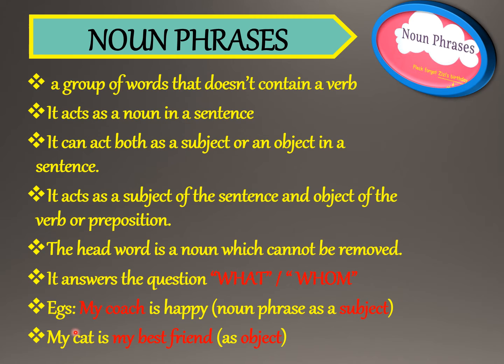Examples. My coach is happy. So here, who is happy? My coach is happy. My coach is the subject of the verb is. Hence, it is a noun phrase. My cat is what? What is answered by my best friend, right? So, my best friend is a noun phrase because it is acting as the object of the verb is.